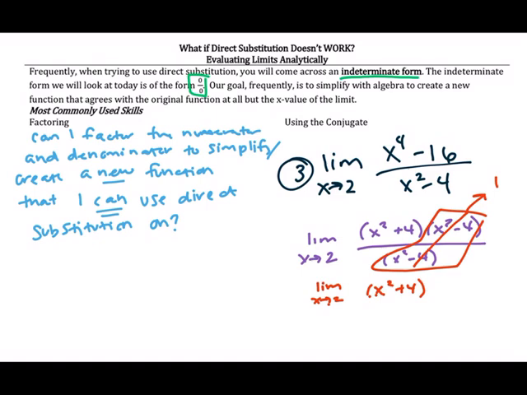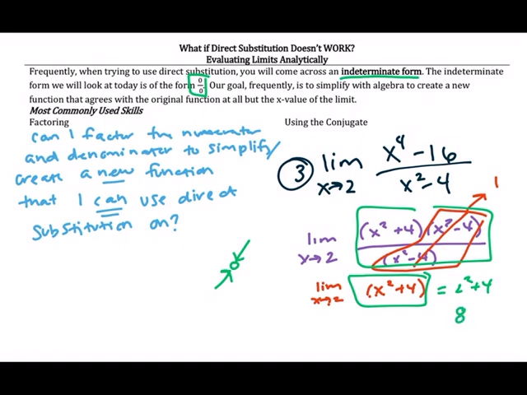The only difference between this function and this function is that the new one that I have created in red exists when x equals 2, and the original function doesn't exist. So the original function has a hole when x is equal to 2. But as we learned in the previous video, even if there's a hole, the limit can still exist because the function is still approaching the same value from the left and the right. So now that I have this new simplified function, I can use direct substitution to get 2 squared plus 4, which would give me 8.